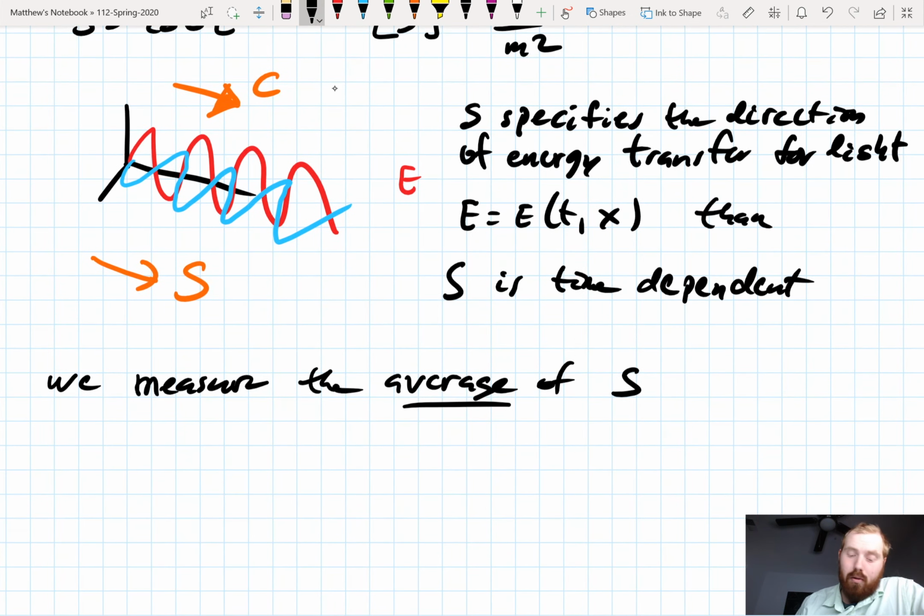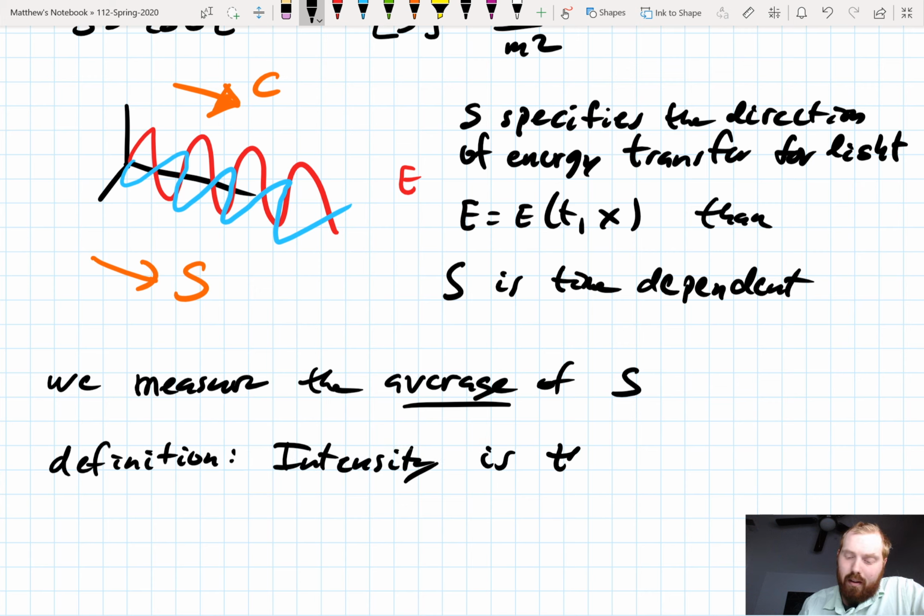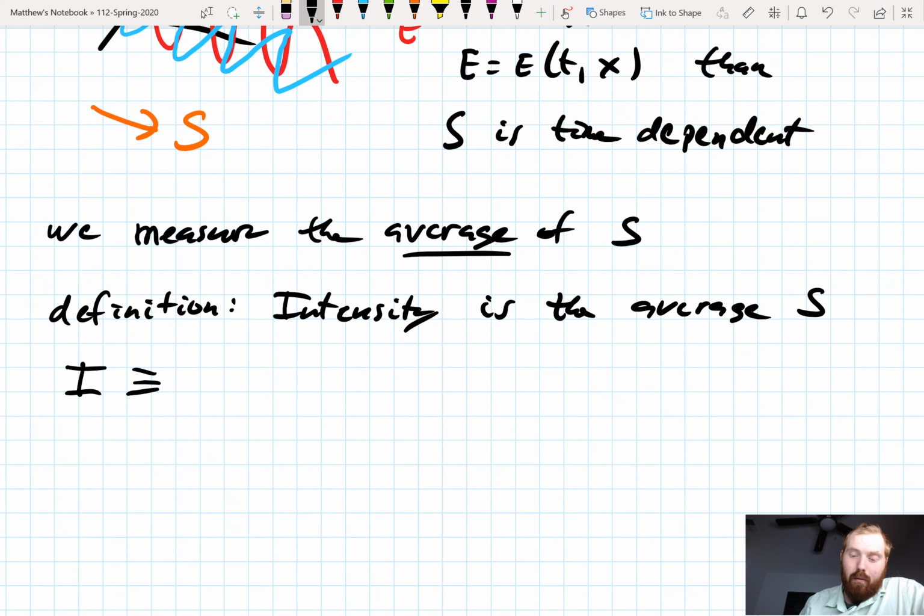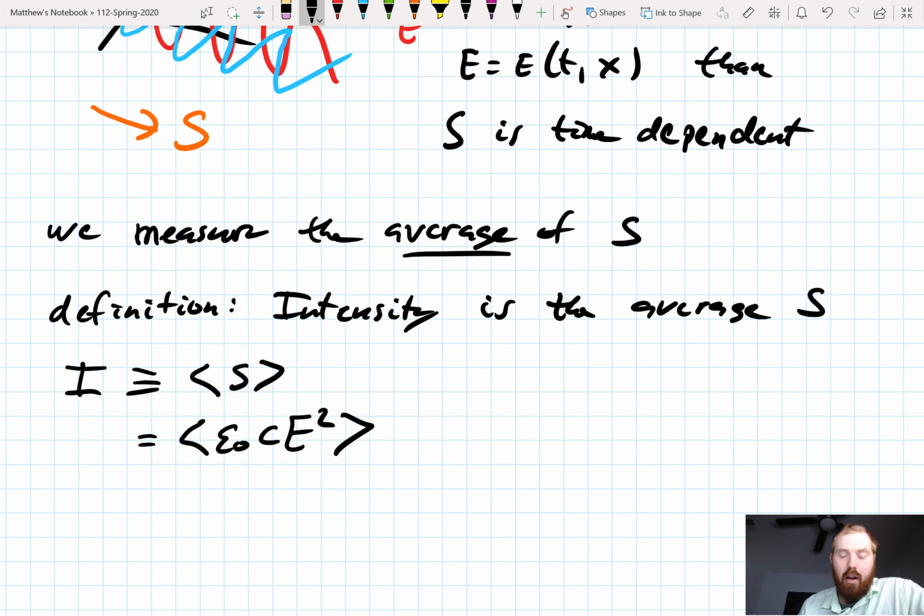So, definition. The intensity is the average of S. Average of the Poynting vector. So I, by definition, is just this average of the Poynting vector. Not too important for our purposes. To be a bit more explicit, it's the average of this relationship. E is some sinusoidal function. So E is something like a sine of time. Something like that. So, plot this out.